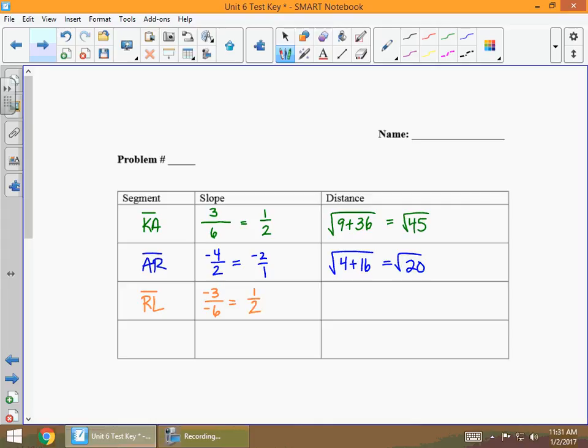And again, that triangle is a 3 by 6 triangle. So 3 squared is 9. 6 squared is 36. 9 plus 36 is 45.